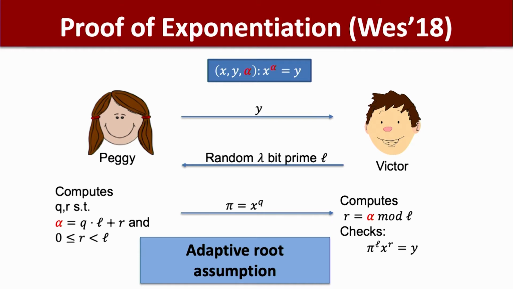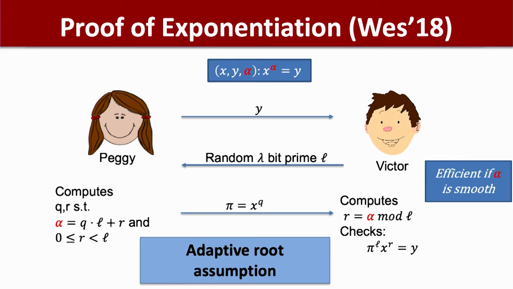The verifier will send a lambda bit prime l, and then the prover Peggy computes the quotient and the remainder, and sends over a commitment to the quotient, and then the verifier can check that alpha can, in fact, be decomposed into this quotient and this remainder. So this protocol is secure under the adaptive root assumption, and it is efficient if alpha is smooth. And in our case, alpha is smooth. Alpha is q to the d or something like that.